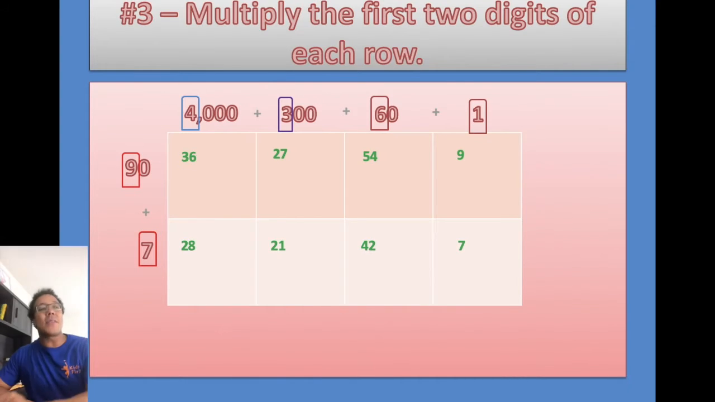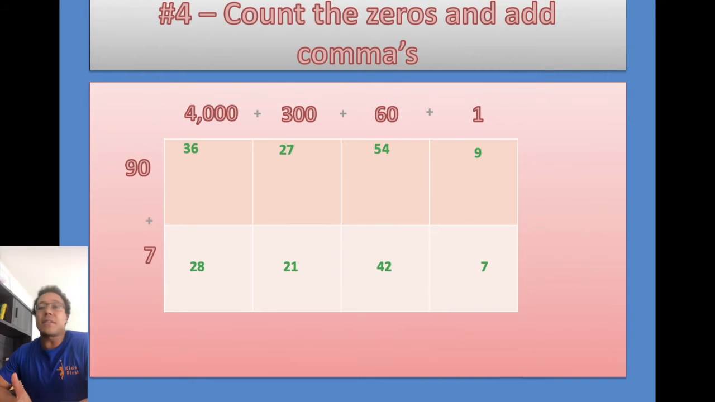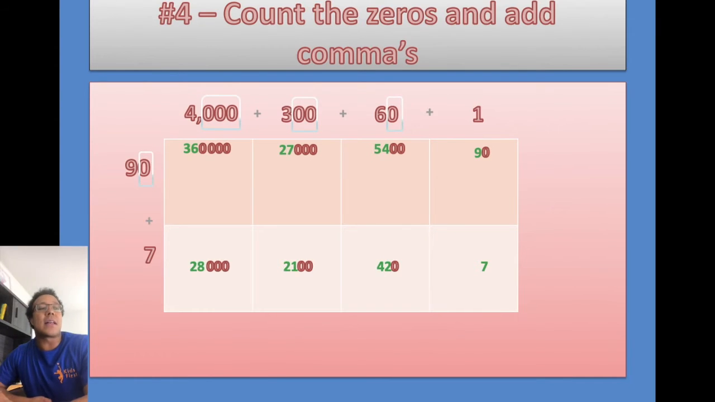The next step is count the zeros and add commas. You're just counting zeros. Count each zero per box. So this 4,000 has 3 zeros. 90 has 1 zero. Together they are 4 zeros. You write those 4 zeros in there, and you just do that. You count the zeros and plug them in. So if you're not doing a lot of multiplication, you're just plugging things in. So that brings you to adding the commas, and that's super important.